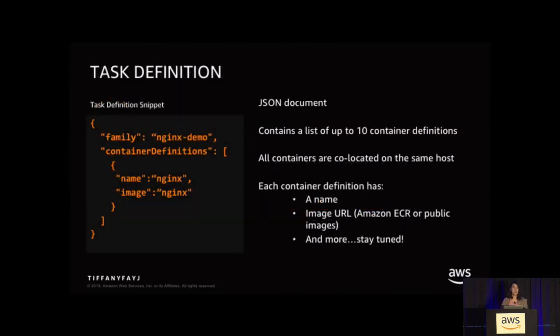So let's look a little bit into what a task definition is. So here's a little snippet of a specific task definition for running Nginx. So you give it a family, which is the name of your task. Then you give your container definitions. So for this one, it's just pulling Nginx. And so you can have up to 10 in each task, and they all are located on the same host. So each container can talk to another over localhost. And so you can do things like name, image, URL, mount points, volumes, etc.